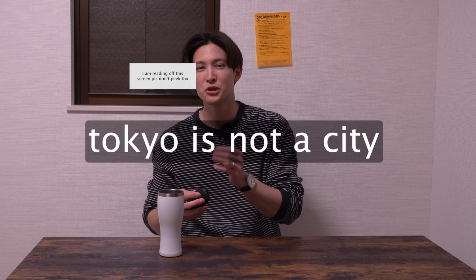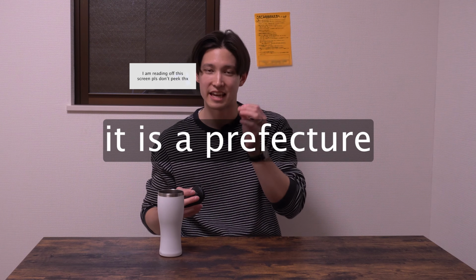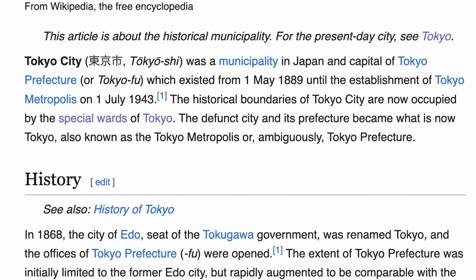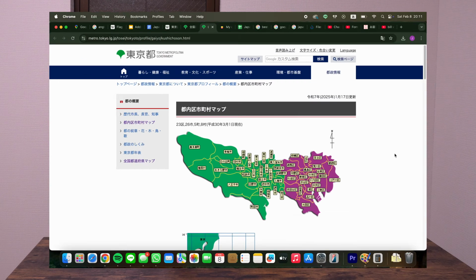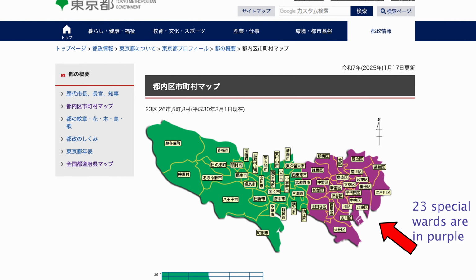In the past, these suffixes signified different powers bestowed to these areas, but in the modern day, they all act in approximately the same fashion. And with that, I want to let you know that Tokyo is not a city. It's a prefecture. In the past, it was a city, but it was abolished and the Tokyo Prefecture and the special 23 wards were created. When someone refers to Tokyo, they probably refer to those 23 special wards.